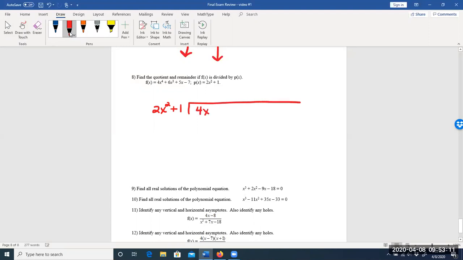The other thing I want to point out as I start writing in this dividend is I am going to enter in a 0x squared. I want all powers to be represented underneath the division bar here. Otherwise, it gets really tough to line up your like terms.